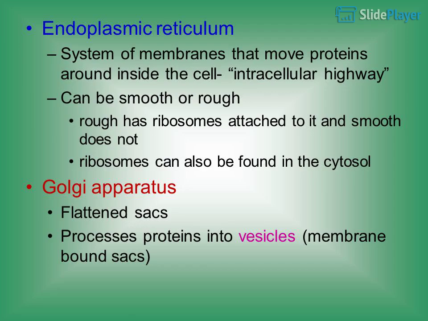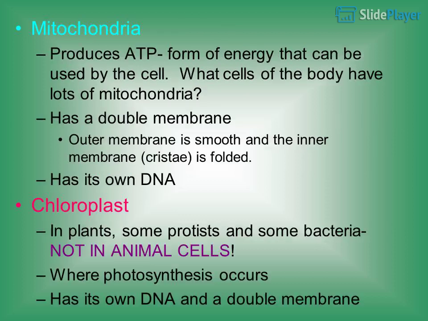Endoplasmic reticulum: a system of membranes that move proteins around inside the cell. An intracellular highway. Can be smooth or rough. Rough has ribosomes attached to it and smooth does not. Ribosomes can also be found in the cytosol. Golgi apparatus: flattened sacs. Processes proteins into vesicles, membrane-bound sacs.